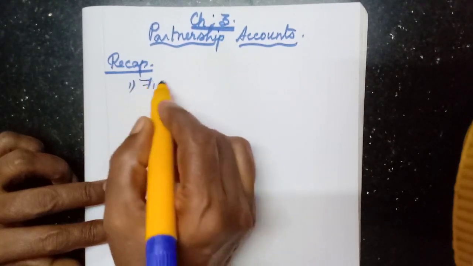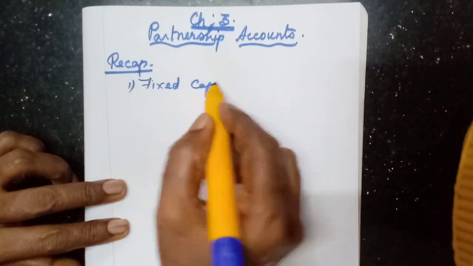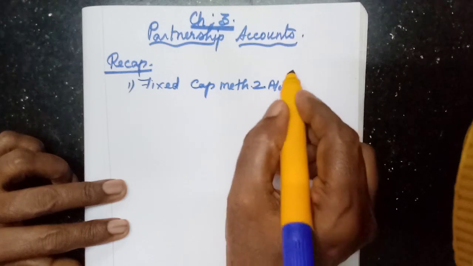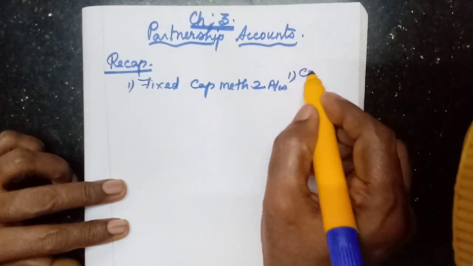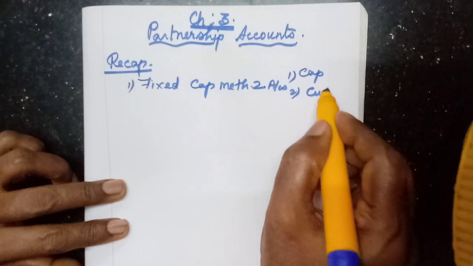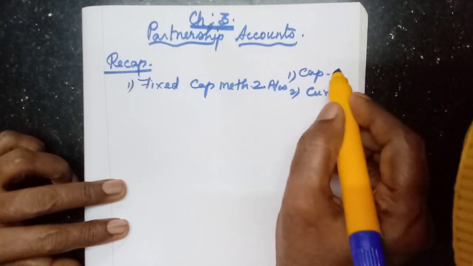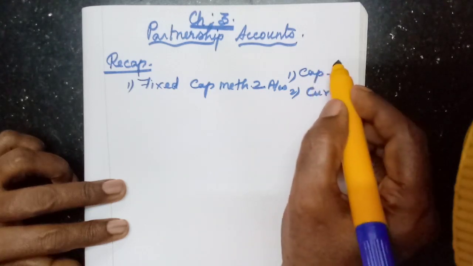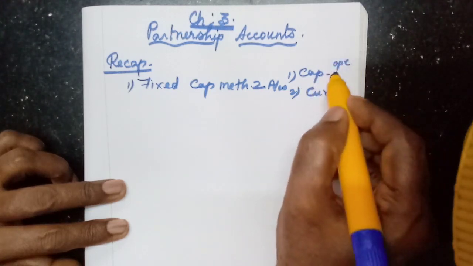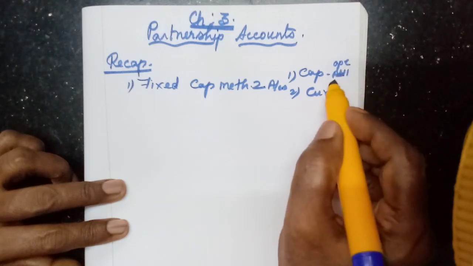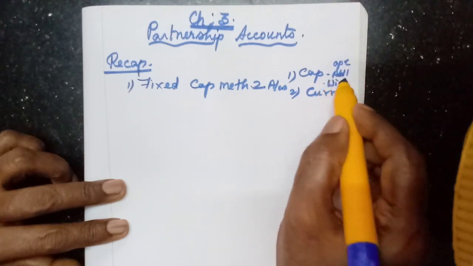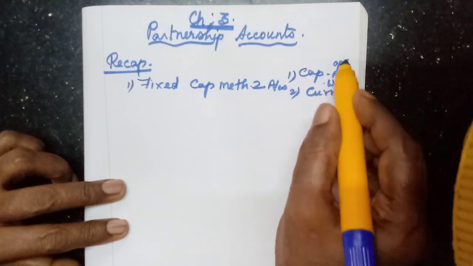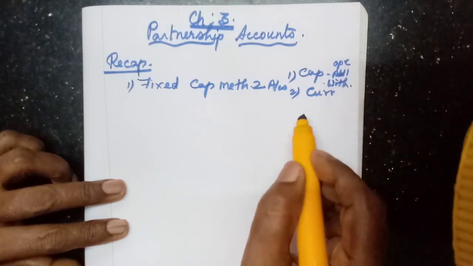One is fixed capital method. In this method, we need to prepare two accounts: one is the capital account, the other one is the current account. In the capital account the balance will be the same. What will we include in this capital account? The opening capital, any additional capital, and any permanent withdrawal. Till now we have never come across any permanent withdrawal, so only the opening capital and additional capital we will enter.